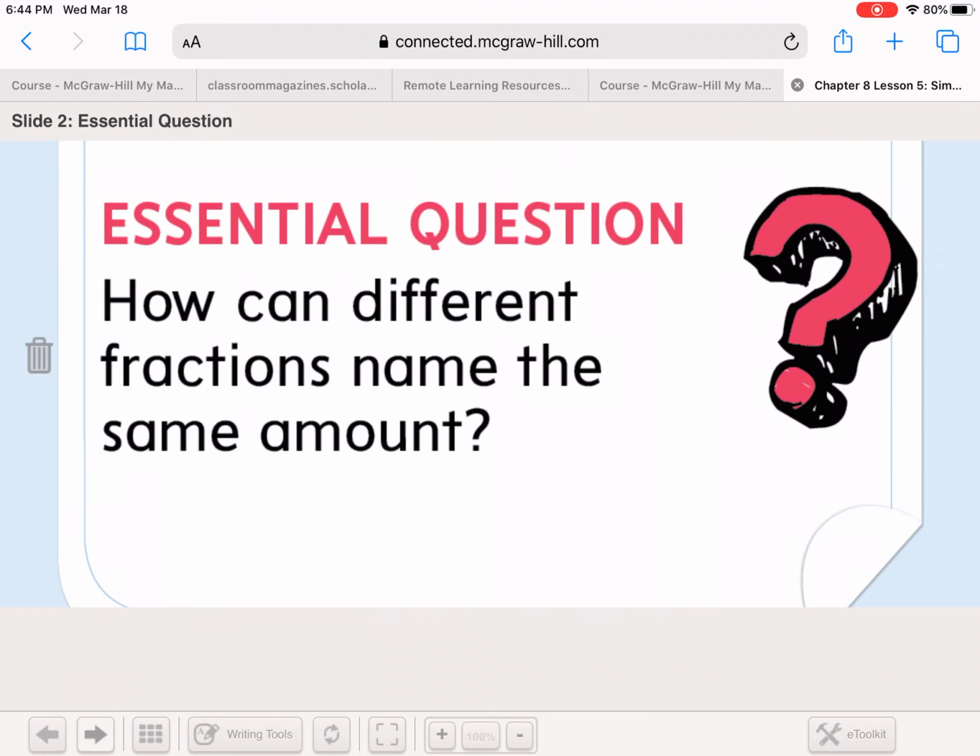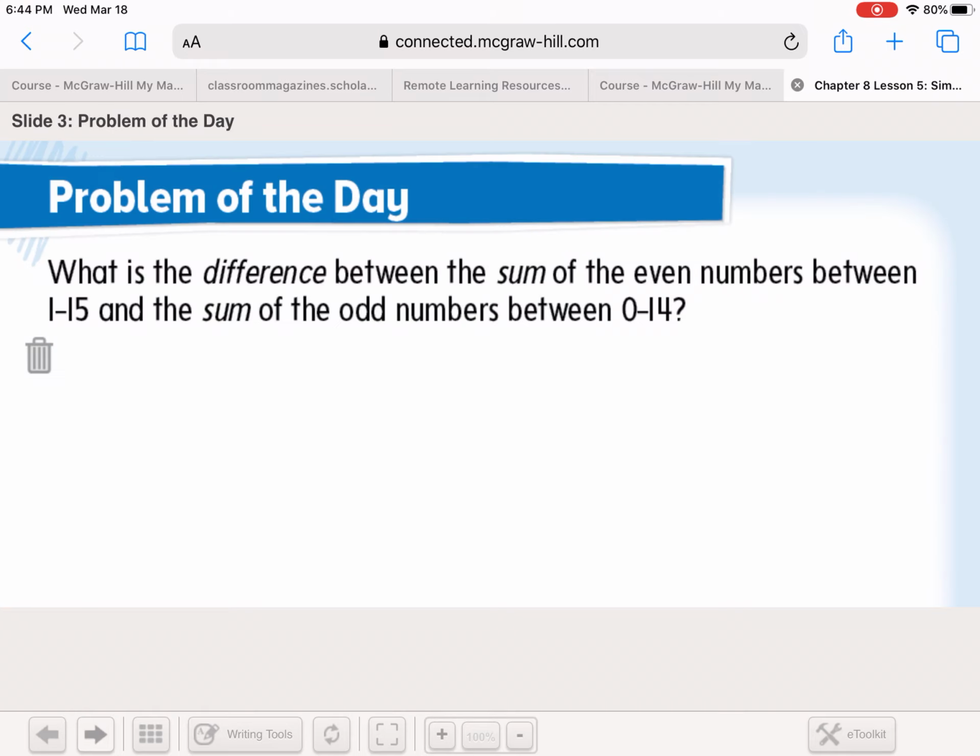So here's the problem of the day. Here's our central question. How can different fractions name the same amount? Okay, here's the problem of the day.